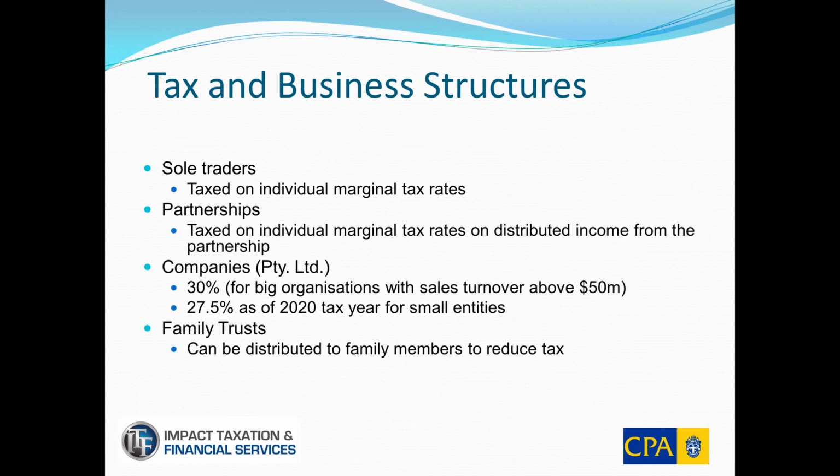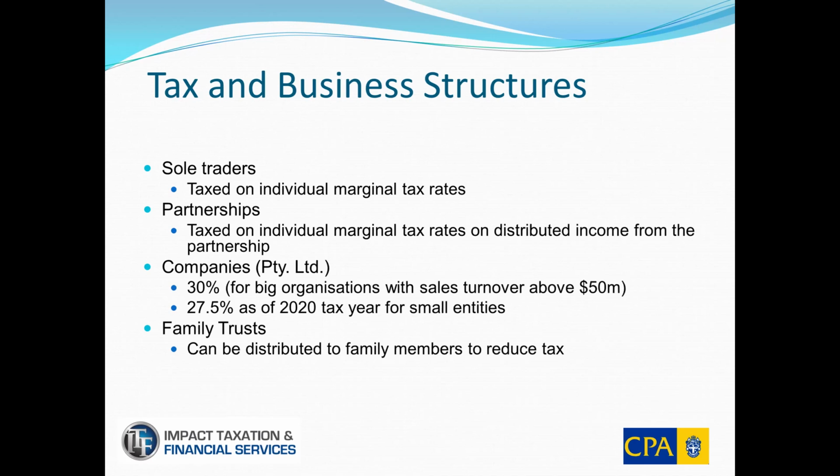Sole traders will be taxed on the individual's marginal tax rate. Let's say the person might have other employment income, so the sole trader income will be added on top of his other income to pay a marginal tax rate. For partnerships, it's quite similar to sole traders. The only difference is different partners will receive separate distributions from the partnership income, and they have to add that to their other income to pay the marginal tax rate when they do their own individual return.